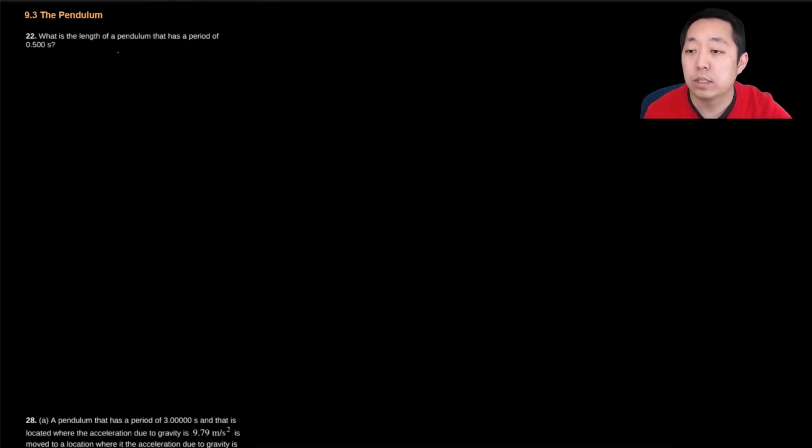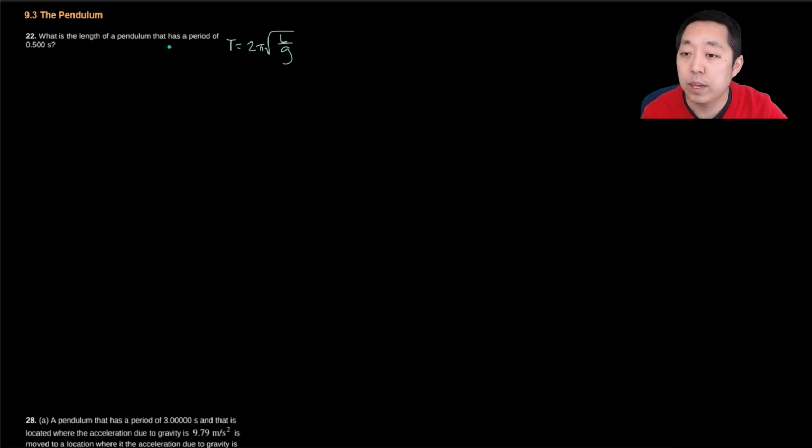So now we're going to be looking at some more oscillation with pendulums. Okay, so the formula for the period of a pendulum is 2 pi square root of L over G. This is the period equation we're going to use.